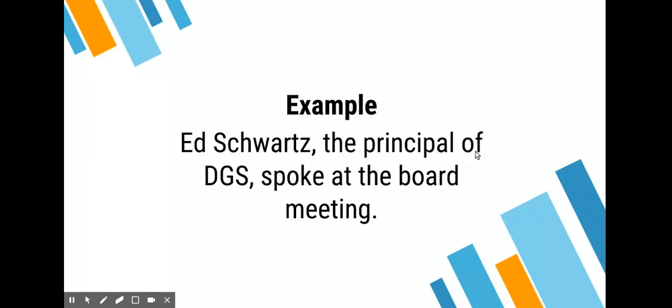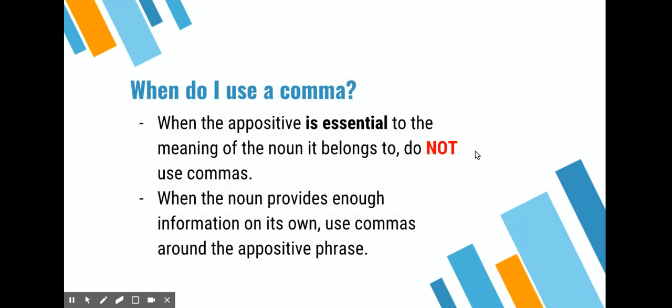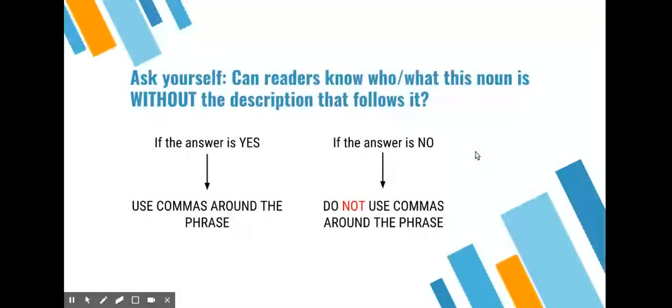because it gives an explanation as to who Mr. Schwartz is. So the grammatical rule when it comes to appositive phrases essentially comes down to whether or not you put a comma around the appositive phrase. When the appositive is essential to the meaning of the noun it belongs to, you do not use a comma around it. But when the noun provides enough information on its own, you do use commas around the appositive phrase.